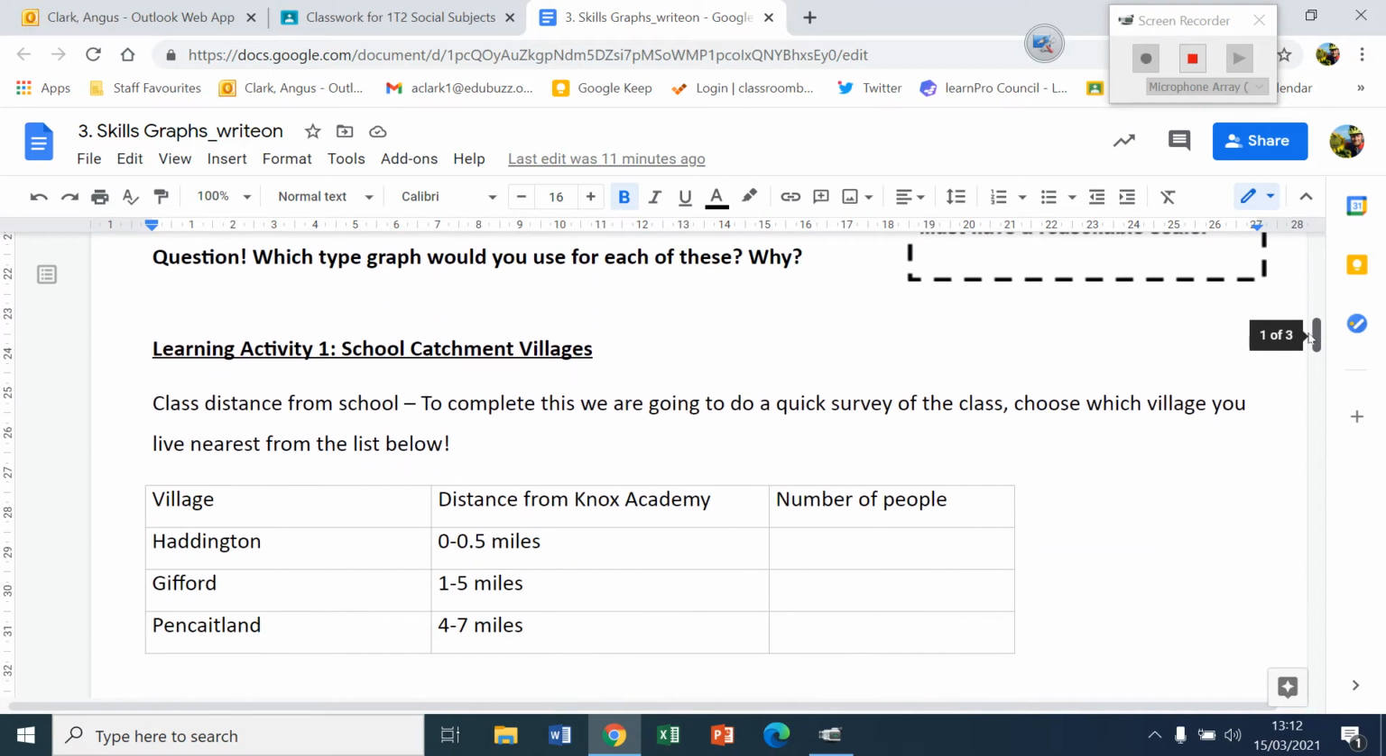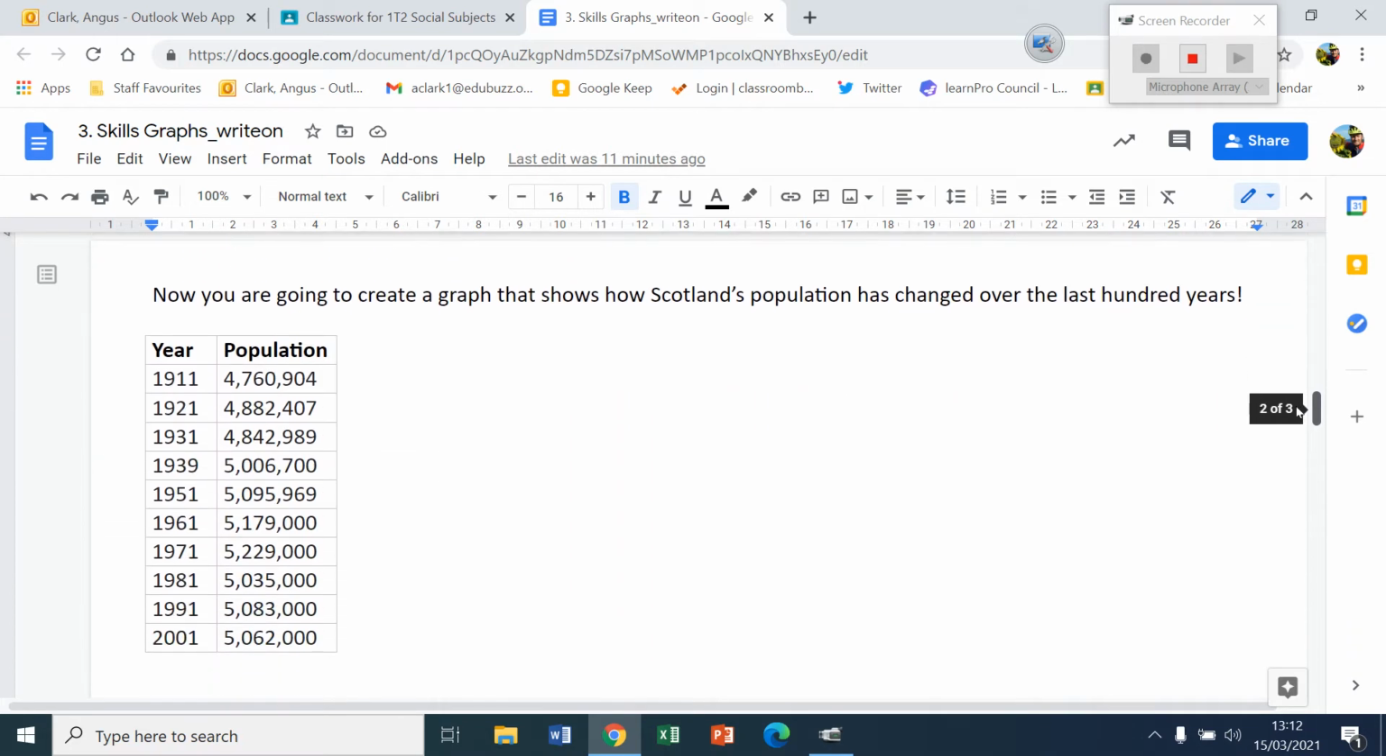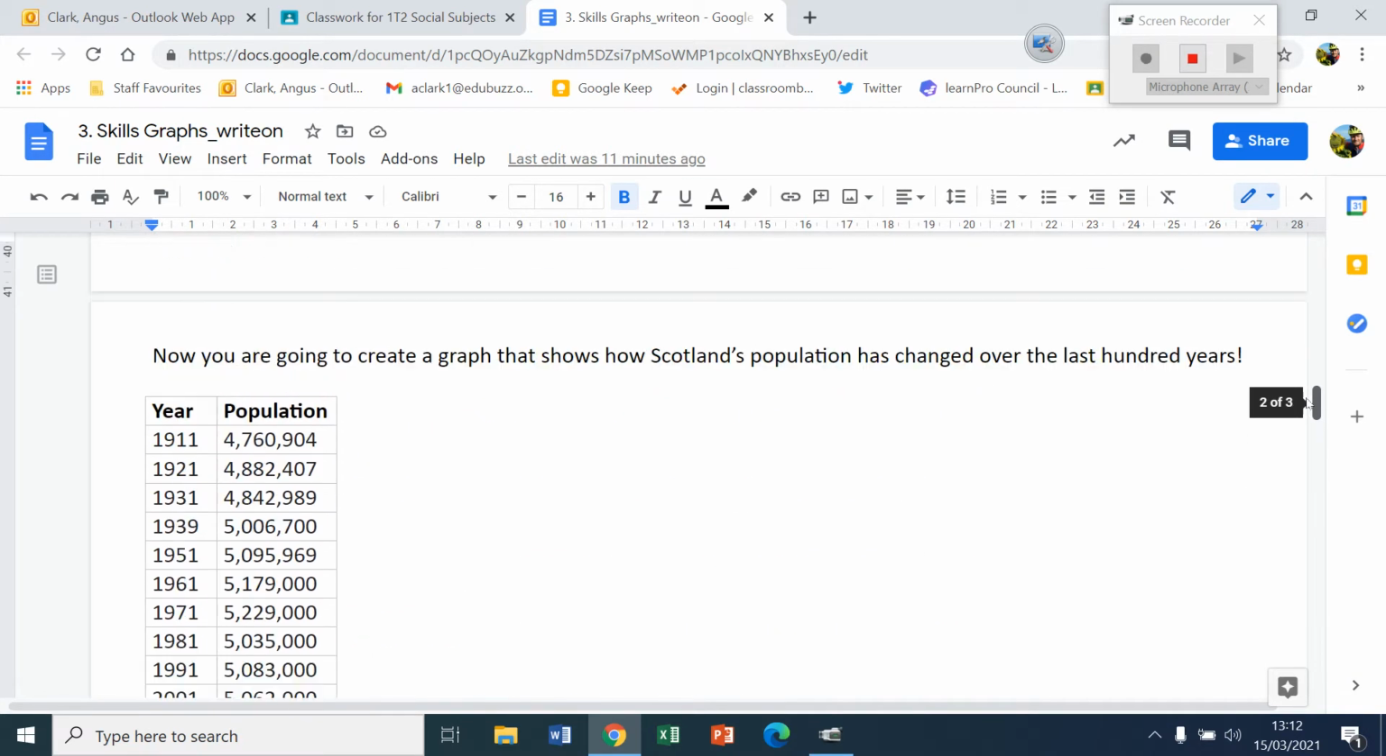So your catchment school villages was making a bar graph out of that information, and then what I'd like you to do is the population change, and see if you can create that kind of line graph to show this information. And population change shows how the world's population has changed.